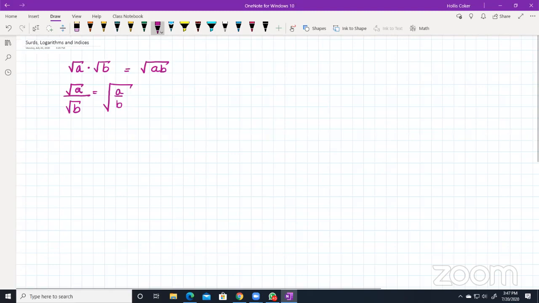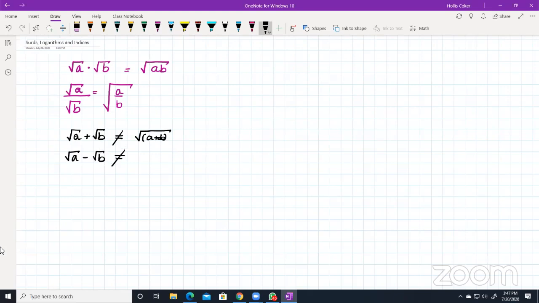Obviously, this does not apply to addition. What is not the case: the root of a number a plus the root of a number b is not the same as the root of the number a plus b. That's not allowed, neither if you subtract them. It's not equal to the root of a minus b. Okay?